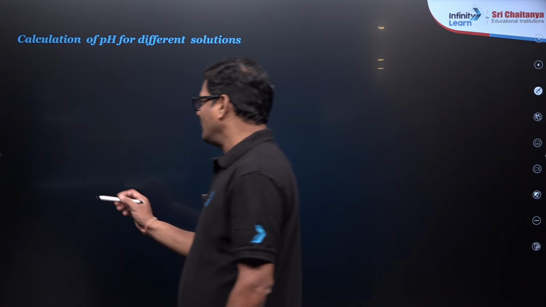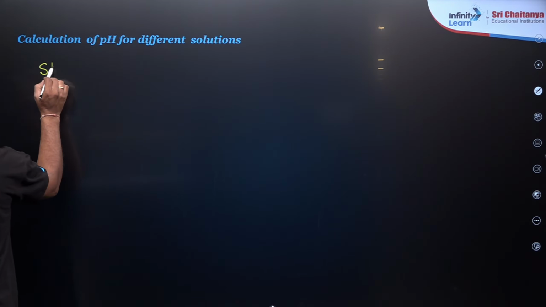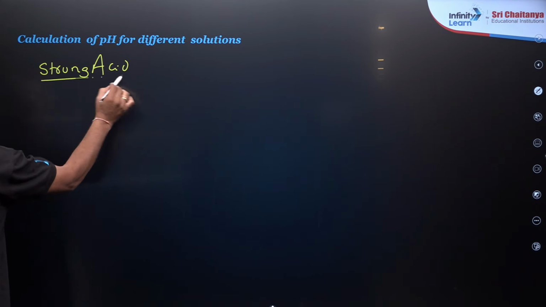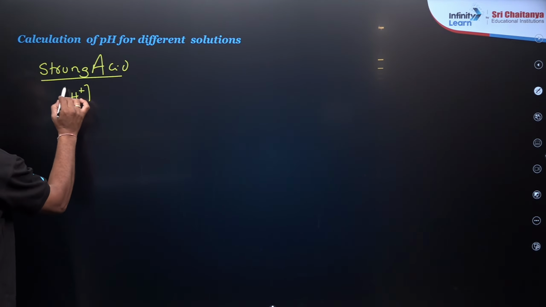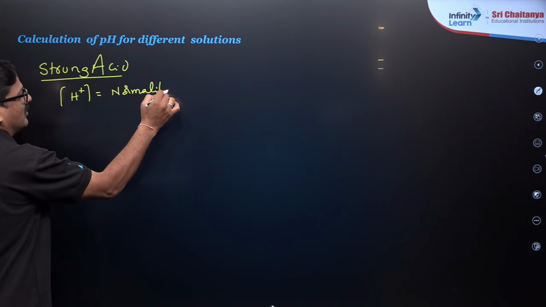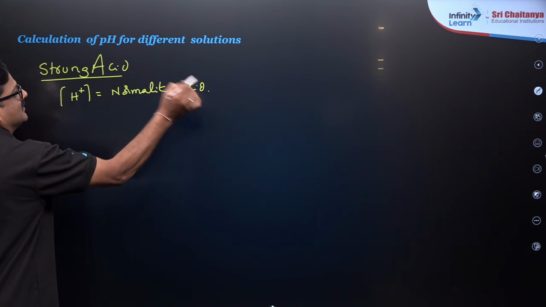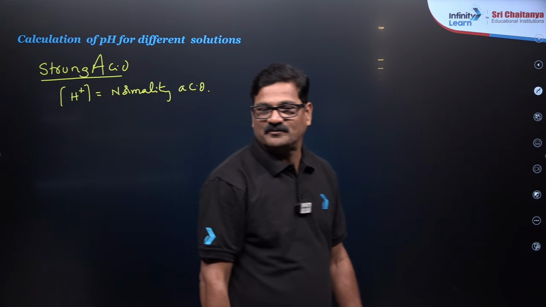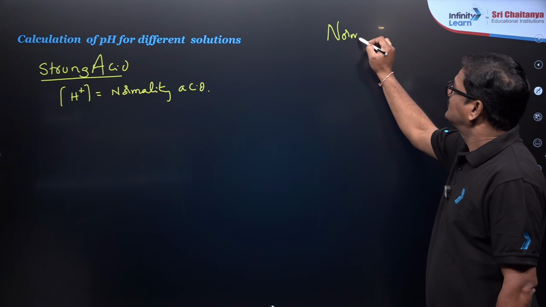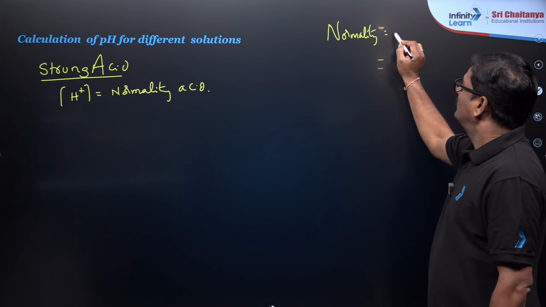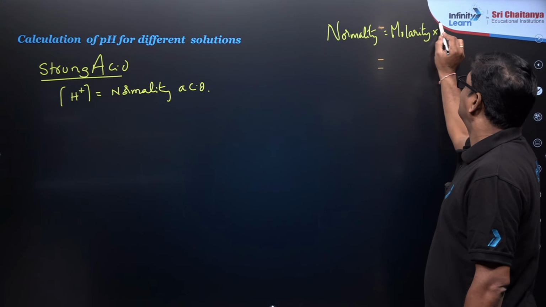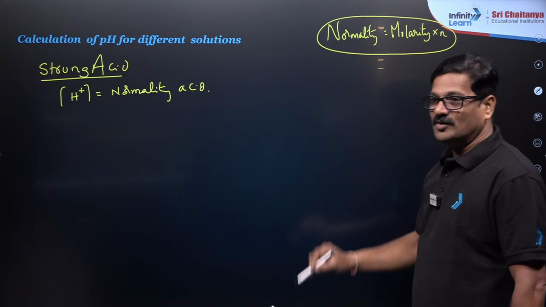Right. So let us talk about the strong acid. The H plus ion concentration is said to be the normality of the acid. So what is this normality again? The normality of the acid is nothing but molarity into n factor. Molarity into n factor.